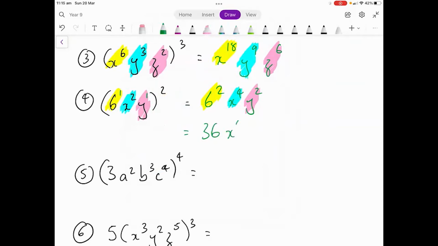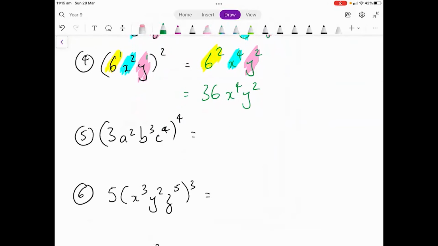Question 5 is very similar. This becomes 3 to the power of 4, a to the power of 8, b to the power of 12, and c to the power of 16. And once again, we can write 3 to the power of 4 as 81, so that's 81, a to the power of 8, b to the power of 12, c to the power of 16. Just multiplying each of those powers there by 4.